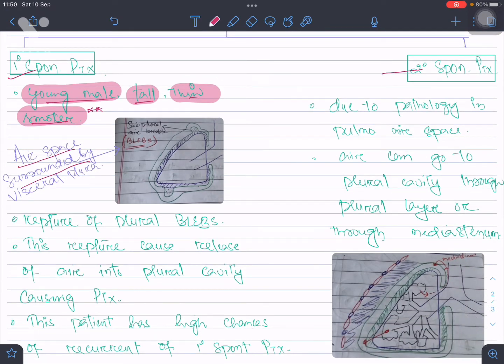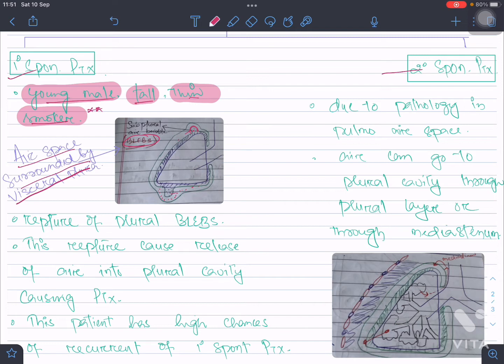There is a term called bleb, that is, pulmonary bleb. Pulmonary blebs are small air pockets formed here, surrounded by the visceral pleura. The air inside the bleb can rupture, and when this air ruptures, it gets into the cavity. So we all know that air in the cavity, due to any pathology or any reason, is called pneumothorax.